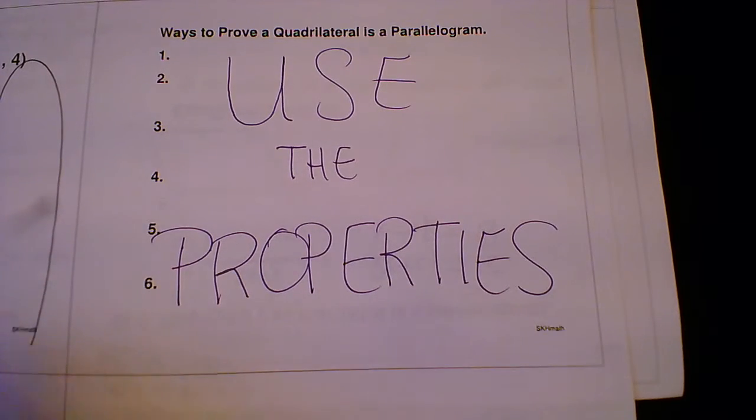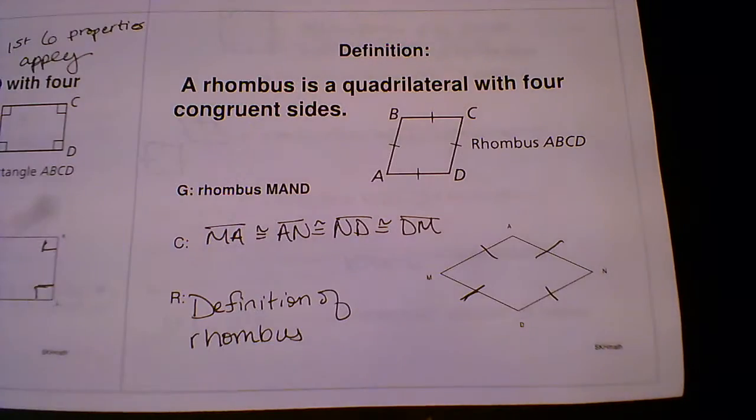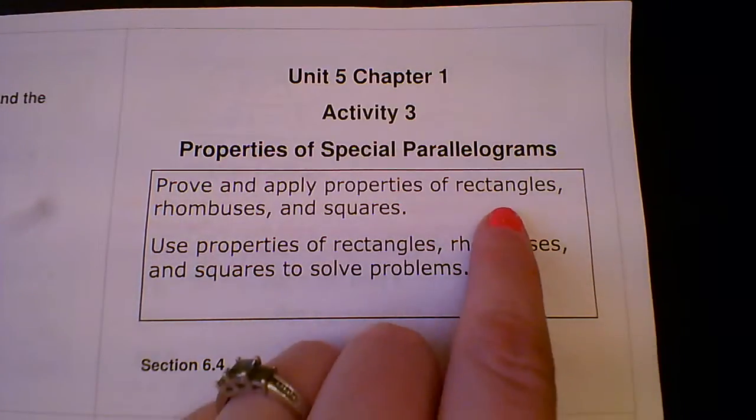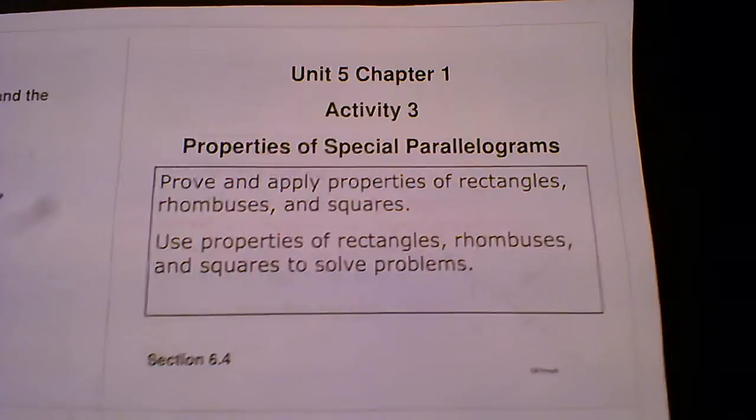So the way we're going to prove that it's a parallelogram is we use those properties. So that's the basis for the parallelogram, those 6 properties. Now, next we had special parallelograms. So the 3 that we're going to be looking at are rectangles, rhombi, and squares.